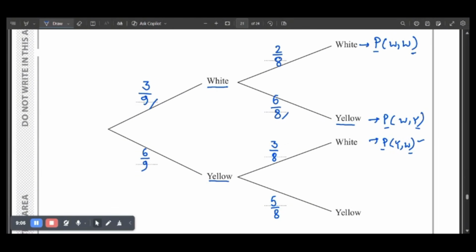Now there's many ways to calculate this probability. The easiest, straightforward way will be to just add all the probabilities together. Another, much easier way would be to subtract the probability of getting two yellow, to find the probability of getting at least one white.